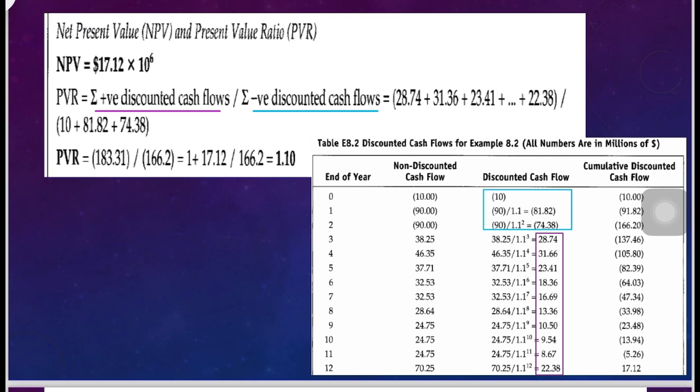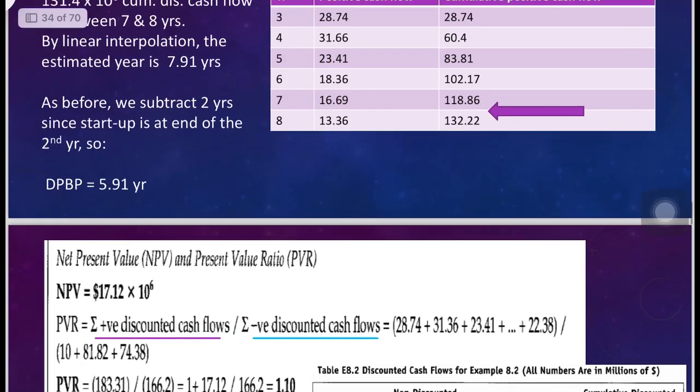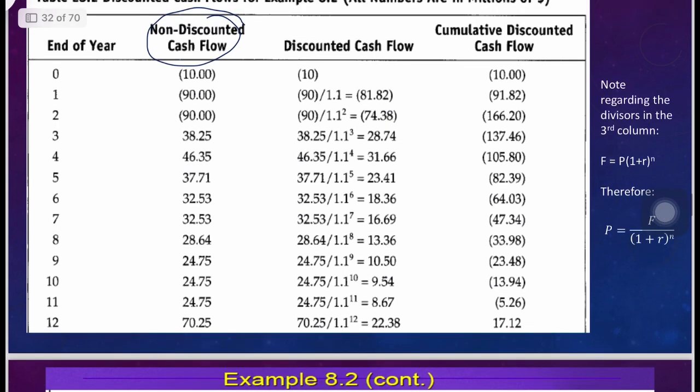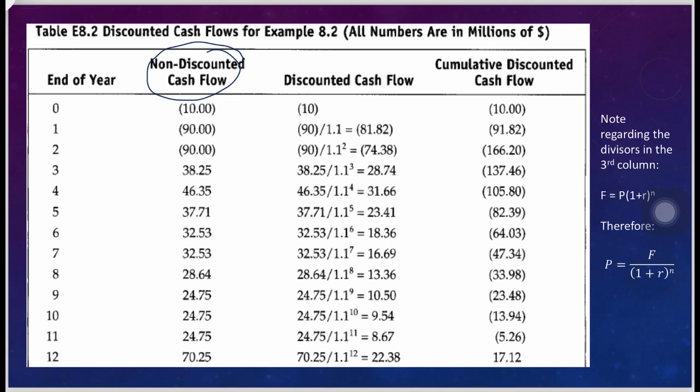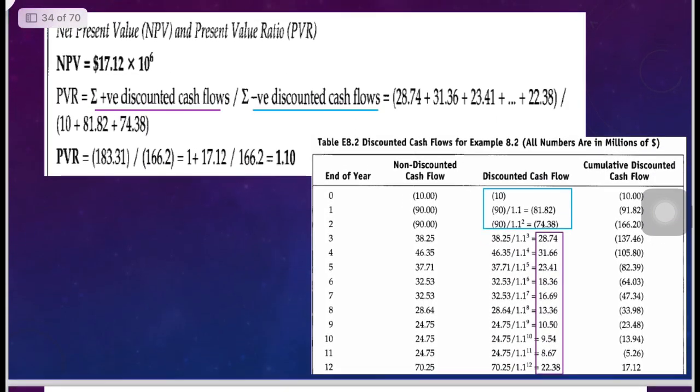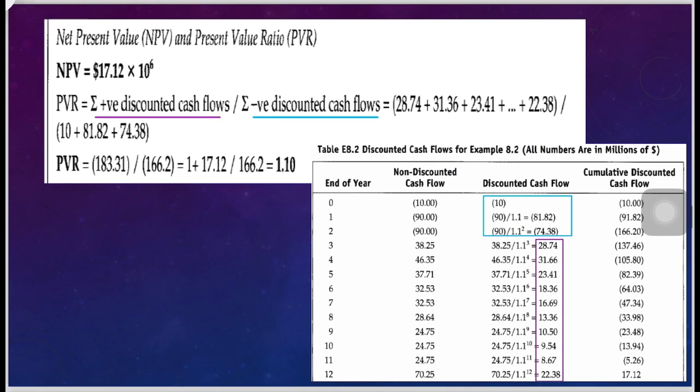Then for the net present value, you just check the last year. So this is the CCP, but discounted. So as you can see here, it is 17.12. So that is the net present value. And then you have the PVR. So the PVR is calculated at 1.1. So it means that it is potentially profitable. Okay?